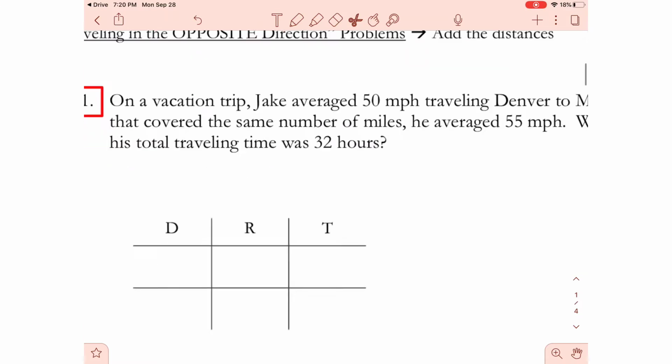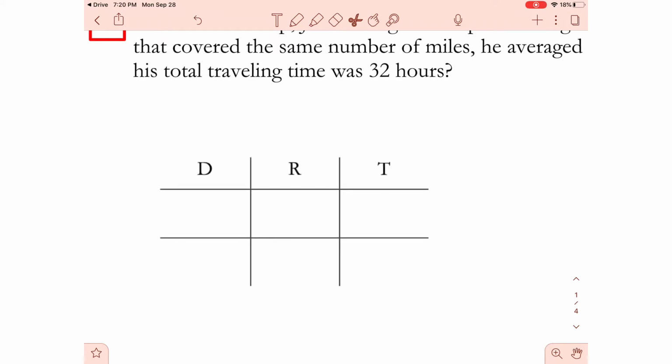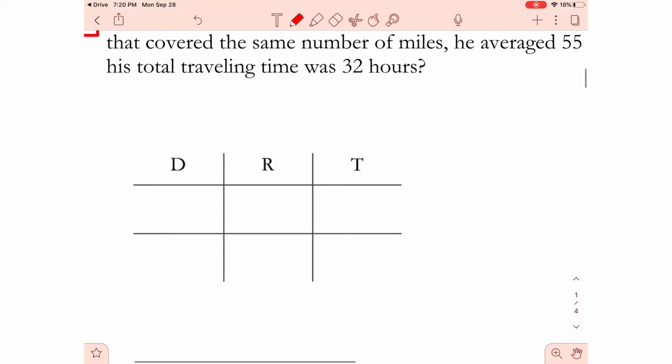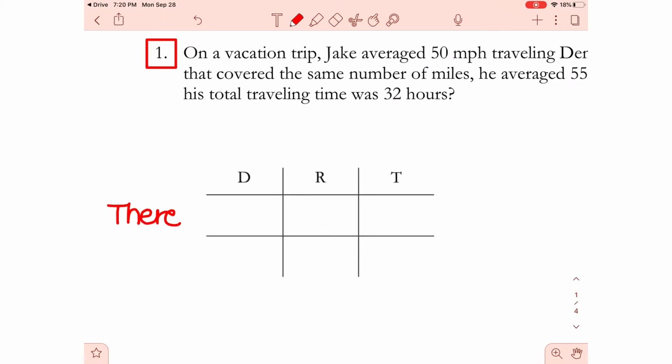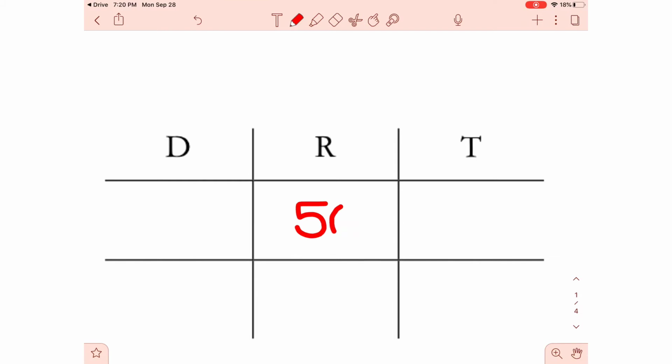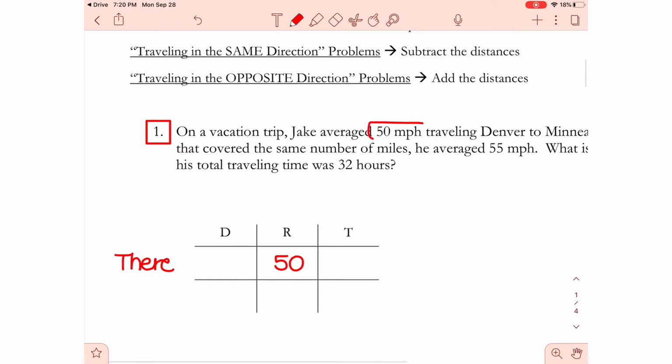So we have our chart. And we are looking for the distance, so we don't know that for right now. We're going to kind of leave that area blank. But what I do know is that on the way there, okay, on the way there, he was averaging 50 miles per hour. That is a rate, okay? So the 50 miles per hour is a rate on the way there, okay?